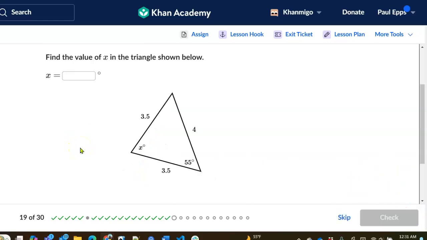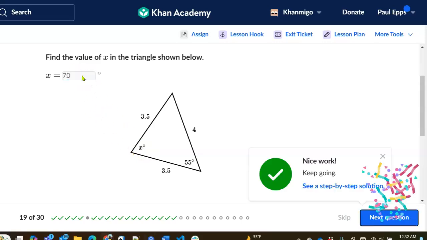Find the value of x in the triangle shown below. Okay, so one way to do it is to note that we have an equilateral triangle here. And so the 55-degree angle and this unlabeled angle up here at the top have to be the same, 55. So we need everything to add up to 180. So we got 55 plus 55 is 110, and the x is going to have to be 70.